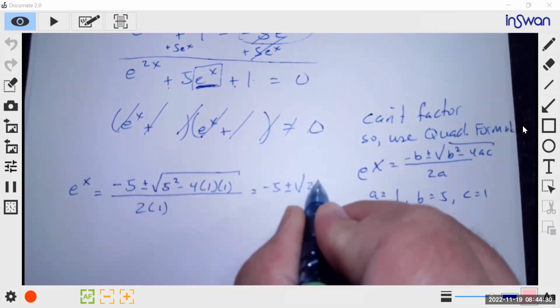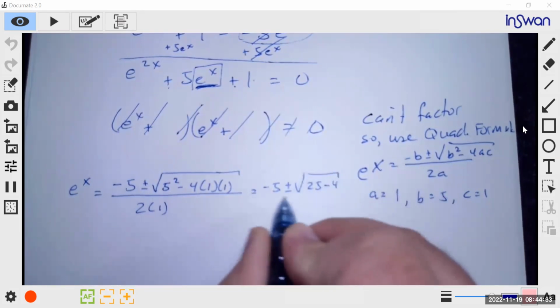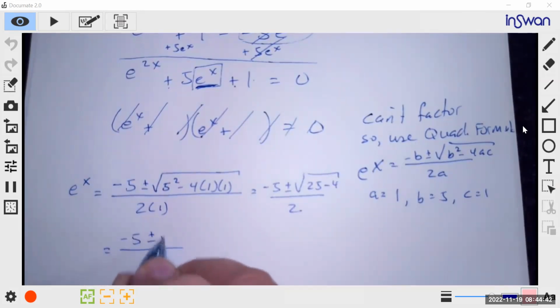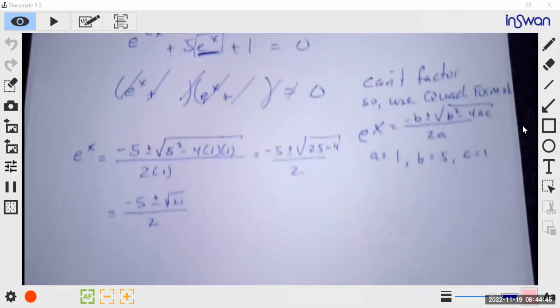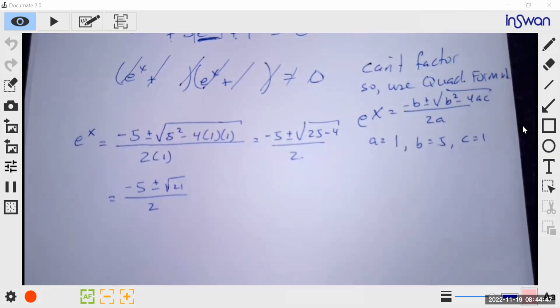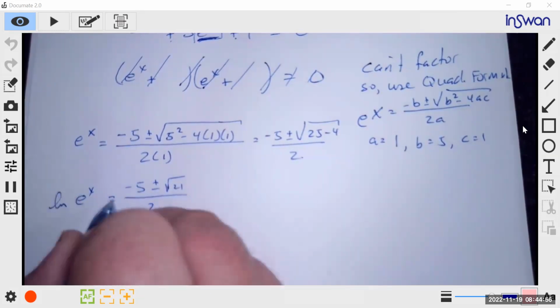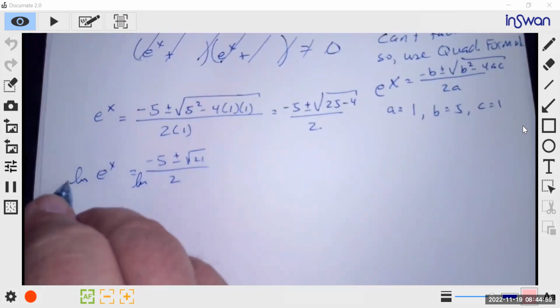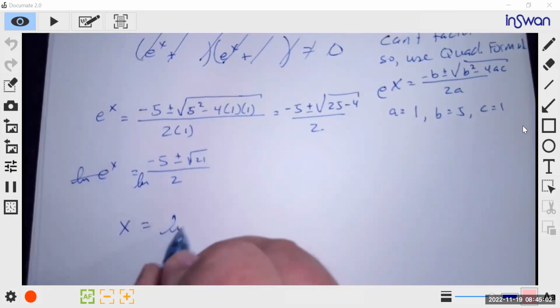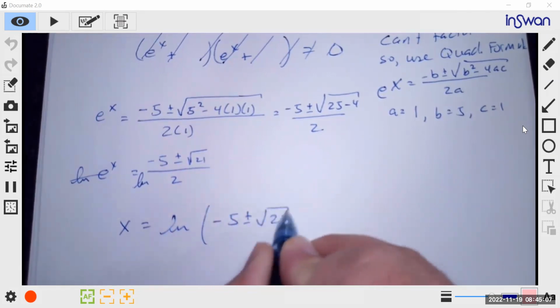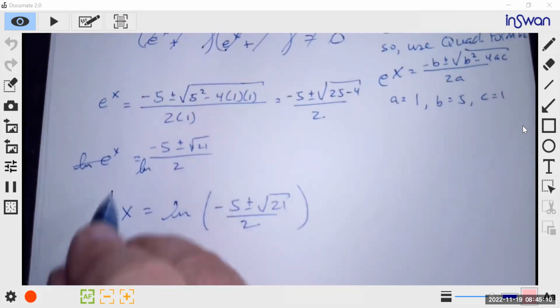-5 plus or minus the square root of 25 minus 4, over 2. So that's -5 plus or minus the square root of 21 over 2. So it's e to the x equals that. Since we're solving for x, we take the ln of both sides. Ln and e cancel. So these are my answers.